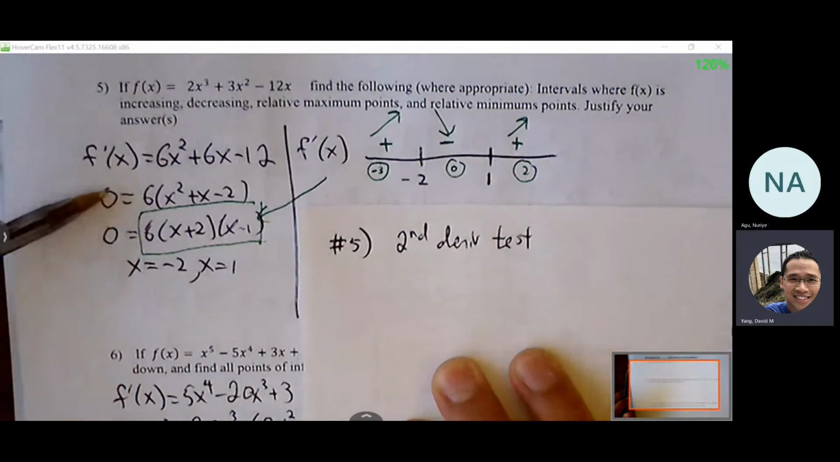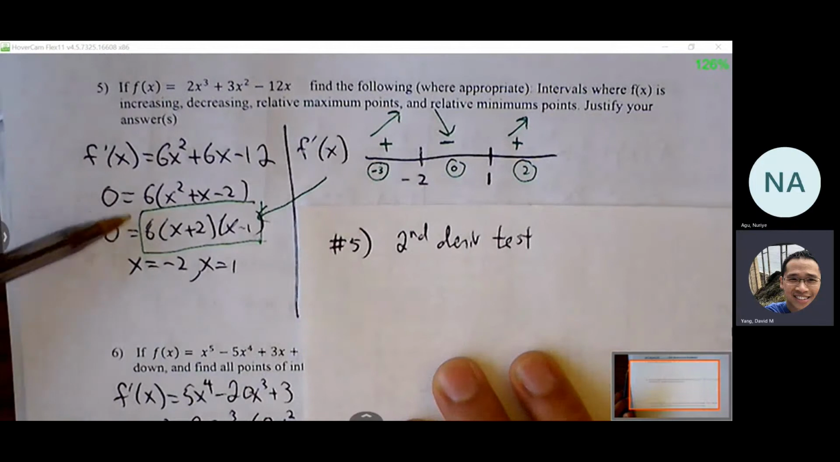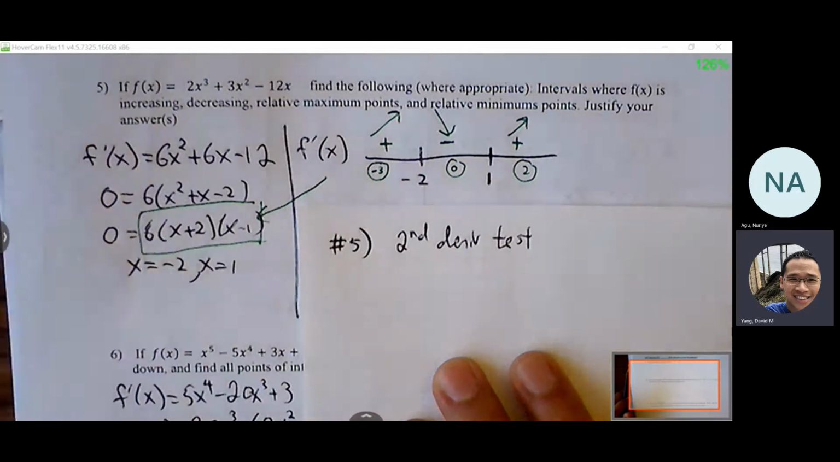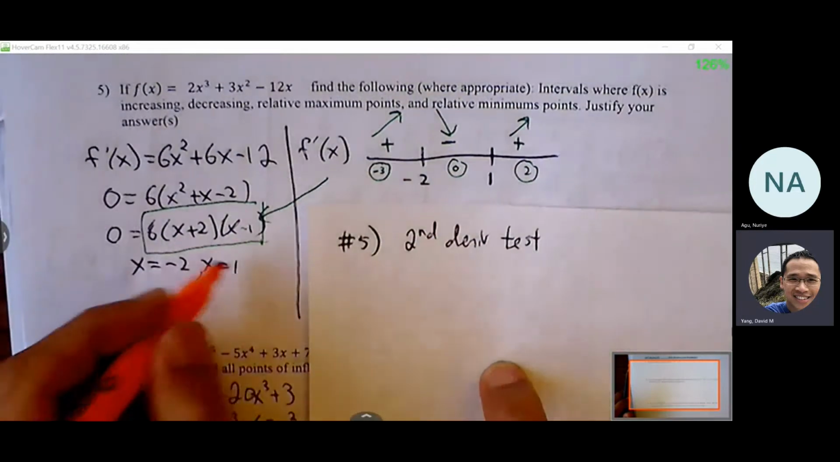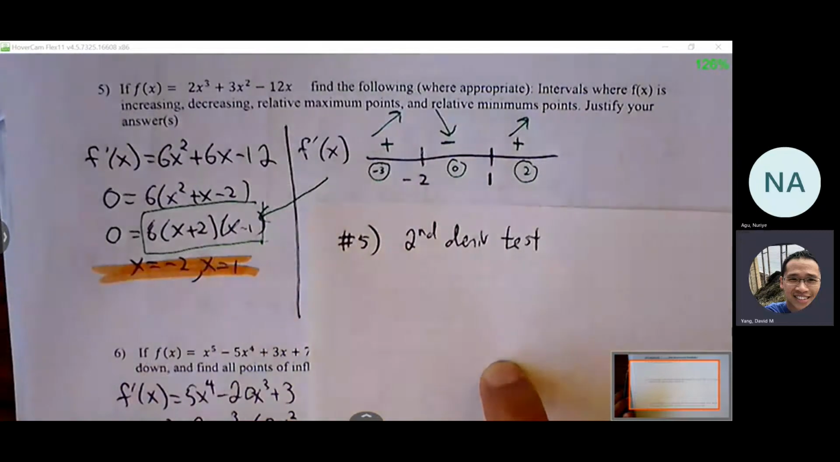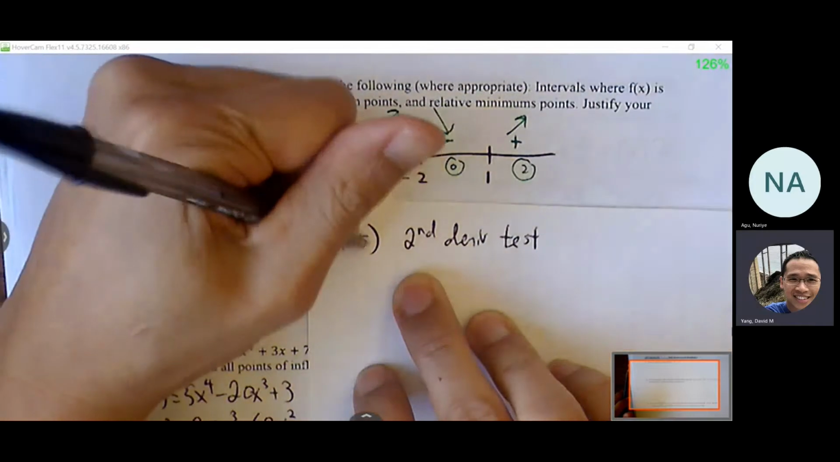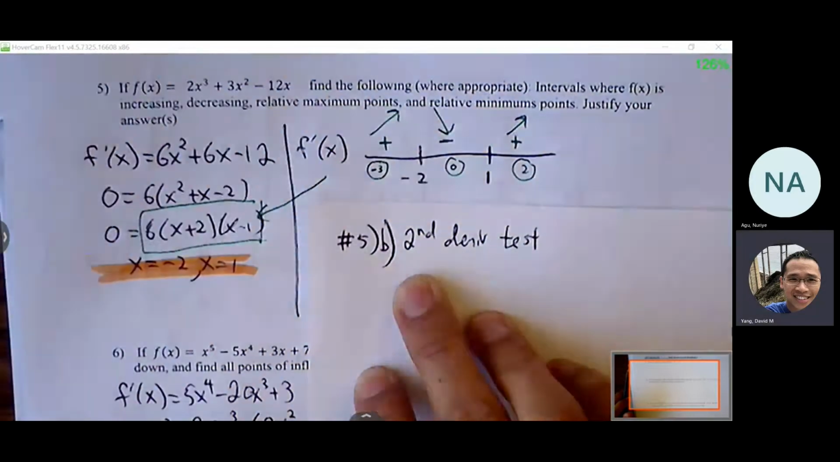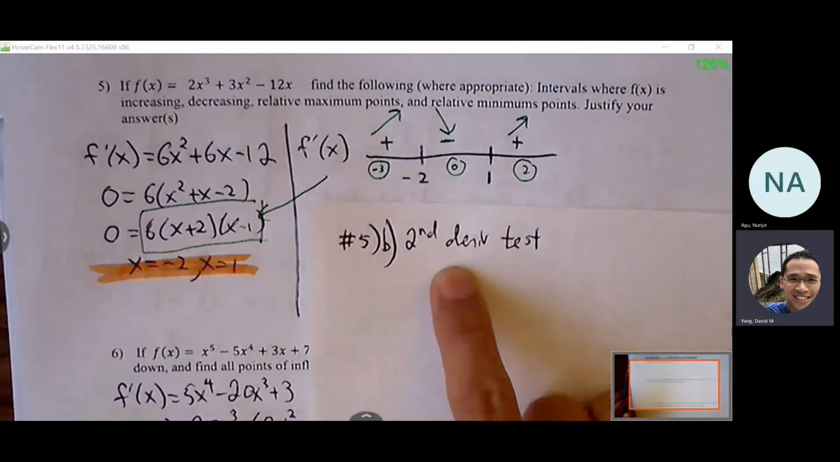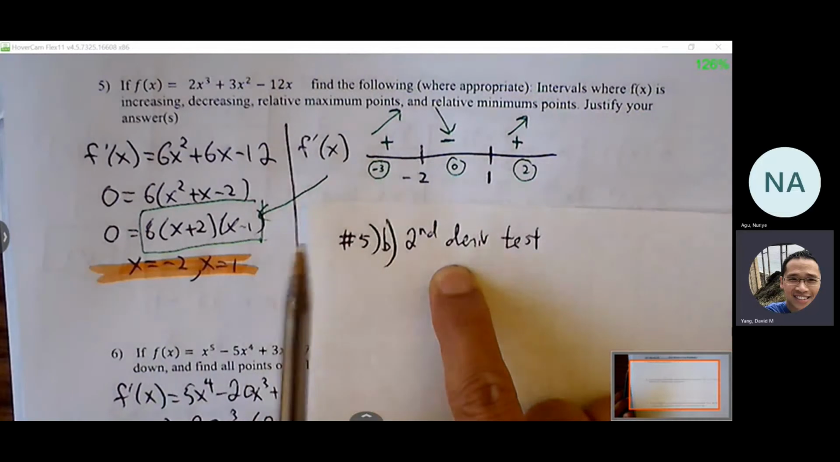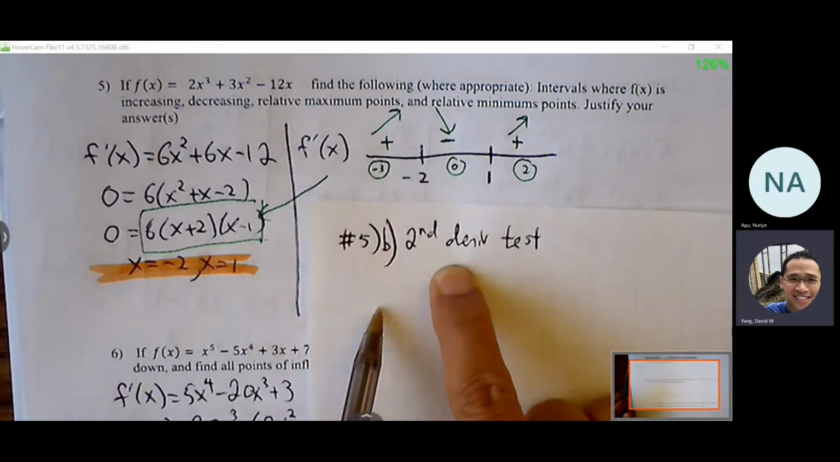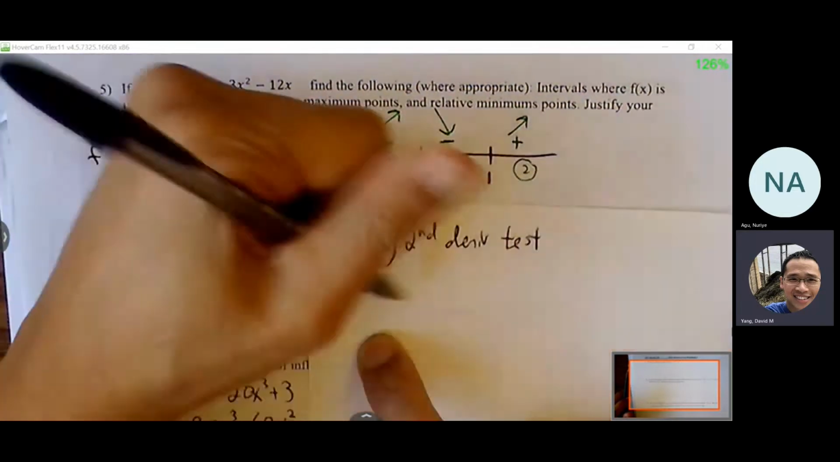Okay, same things initially, f prime, set equal to zero, solve for x, negative two and one. We have our candidates. We know that we're going to ultimately come to the same conclusion as number five, just using a different method. Okay, so for the second derivative test, we're going to work our way down to the second derivative function. So what's f double prime?